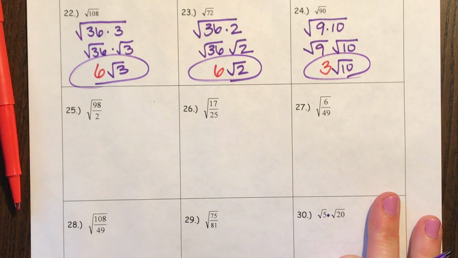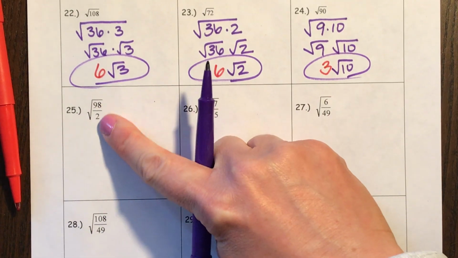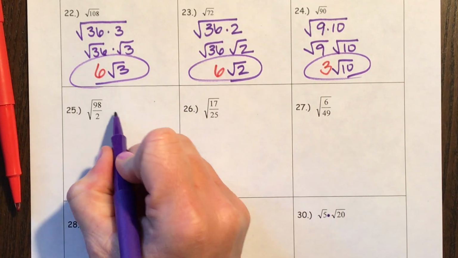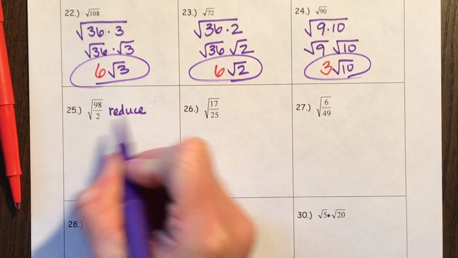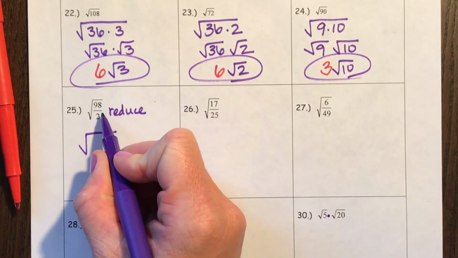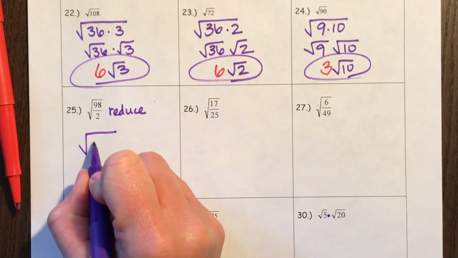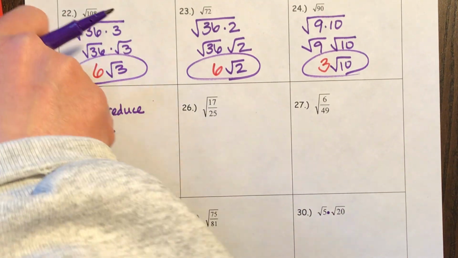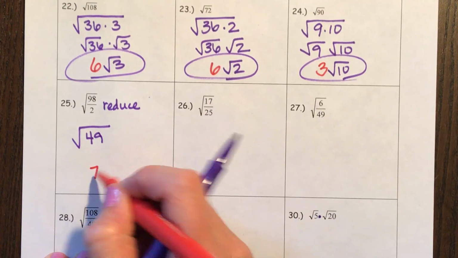Now, next set here. These numbers are alike. They're inside the radical, so I'm actually going to go ahead and reduce. 98 is divisible by 2. It's 49. And we know the square root of 49. I mean, I hope you know it. It's 7.